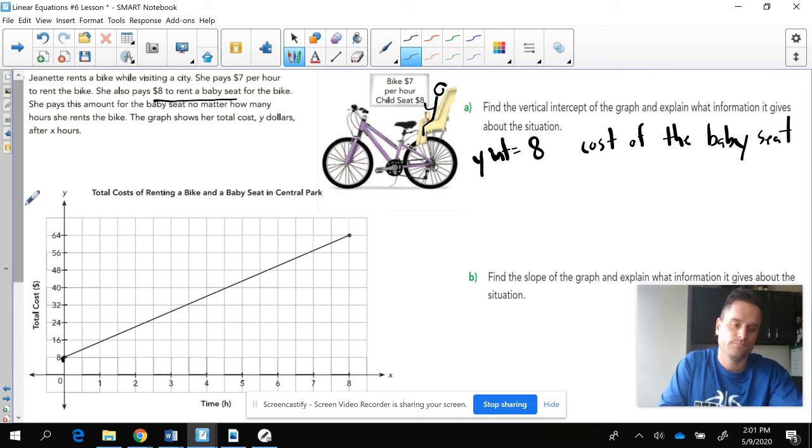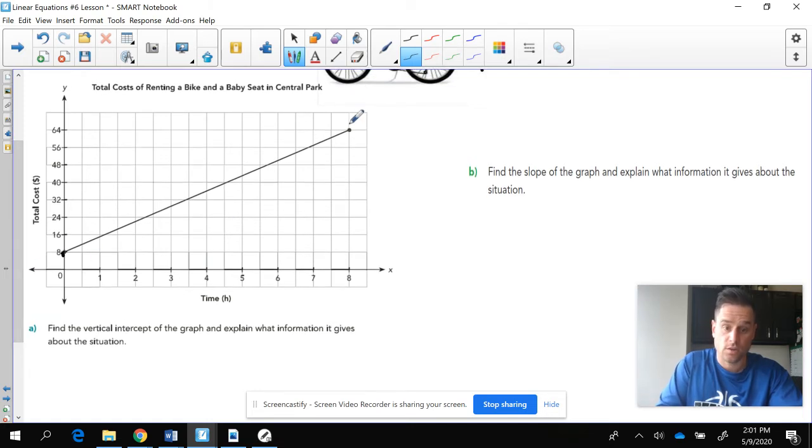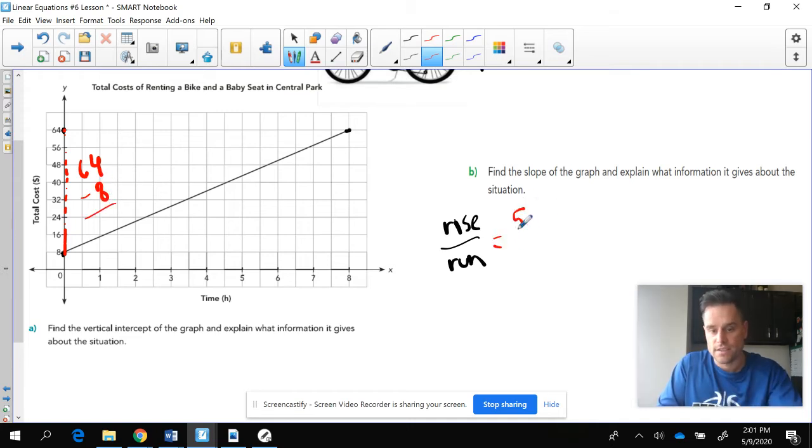Cost of the baby seat. And it says find the slope of the graph and explain what information it gives about the situation. So let's take a look. We're going to go from here to here. And a lot of people say it's 64 is the rise. The rise is not 64. It's rise over run. And the rise is from 64 to 8. So to find that rise, we're going to take 64 minus 8. Big mistake a lot of people make. And the rise is 56.